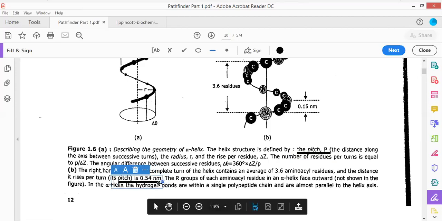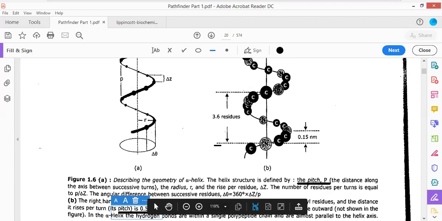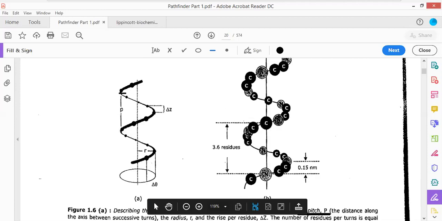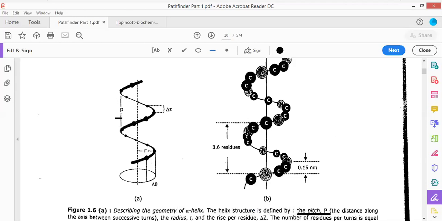or 5.4 angstrom. Okay, the alpha helix has a complete turn of 360 degrees, divided by delta z divided by p. Now delta z means the distance 0.15, the rise in the helix, and p refers to the pitch of the helix. The rise in the helix is determined by the term delta z. Pitch is given by the term p. R refers to the radius of the helix.